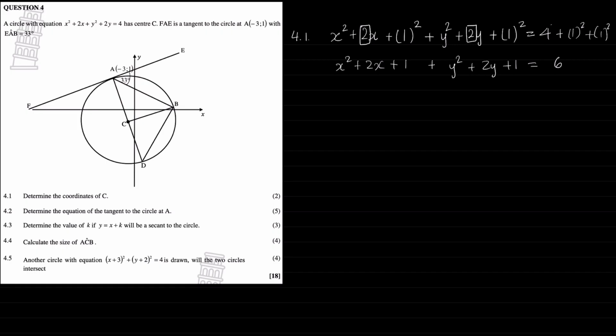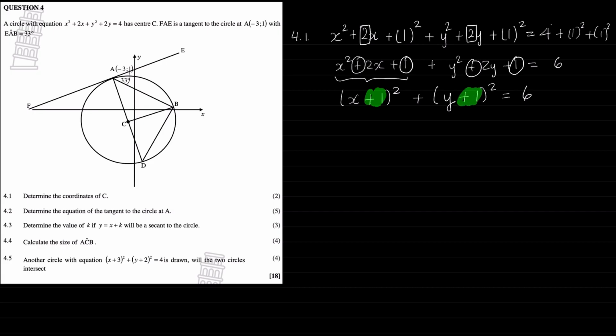Now we can factorize it, or rather write it each in its own bracket. So this part can be written as x, and then there's a plus here, so I'll put a plus here, and then the square root of 1 is 1. So x plus 1 all squared, then plus y, there's a plus here, so I'll put a plus there, and then the square root of 1 is 1, all squared, and that's equal to 6. Now from here I can get the coordinates of the center. So this point and this point.